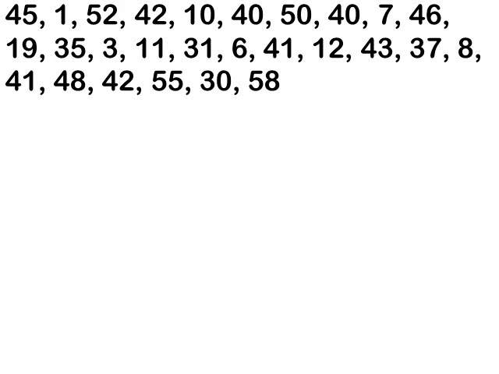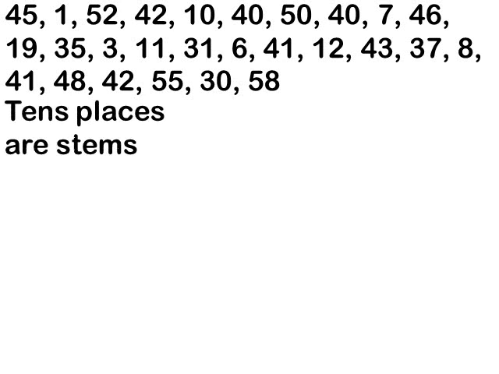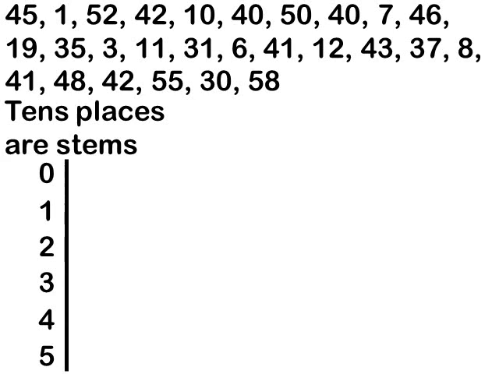So in order to set up a stem and leaf plot, we're going to have to set up our stems. We have numbers ranging from 1, which has a 0 in the tens place, to 5. These are our stems. Now we're going to record our data.